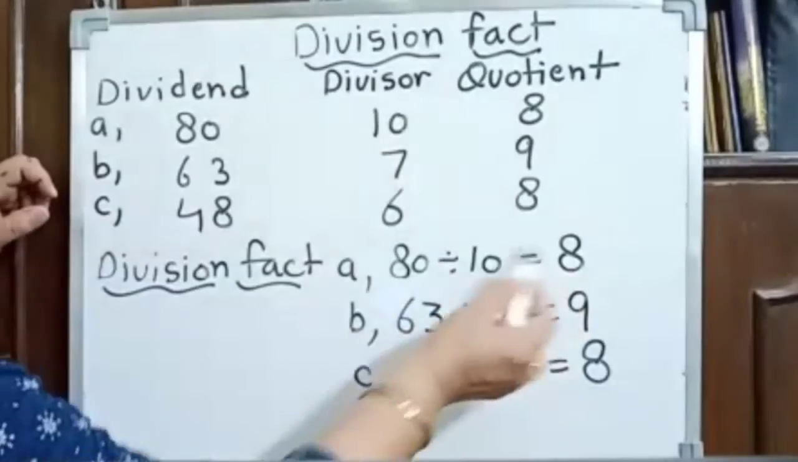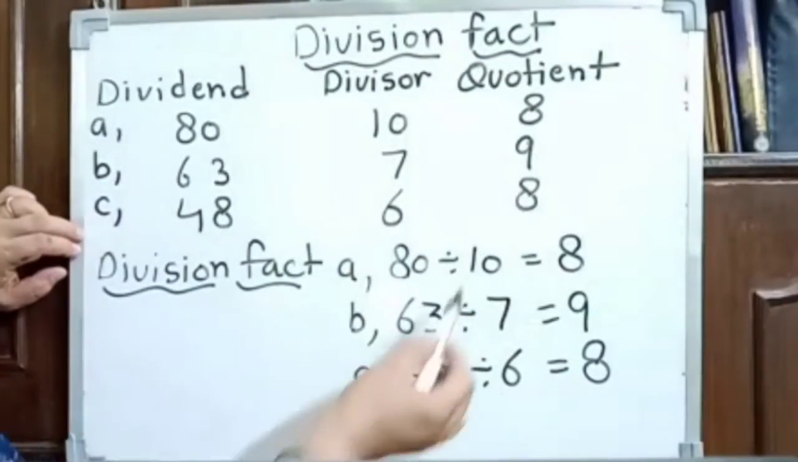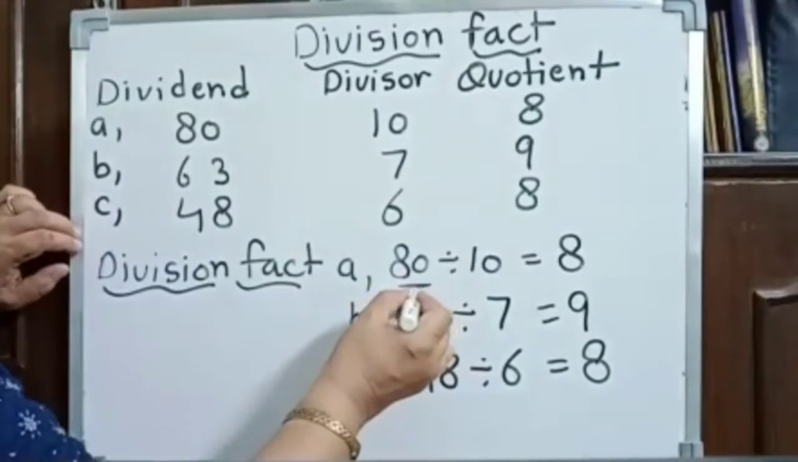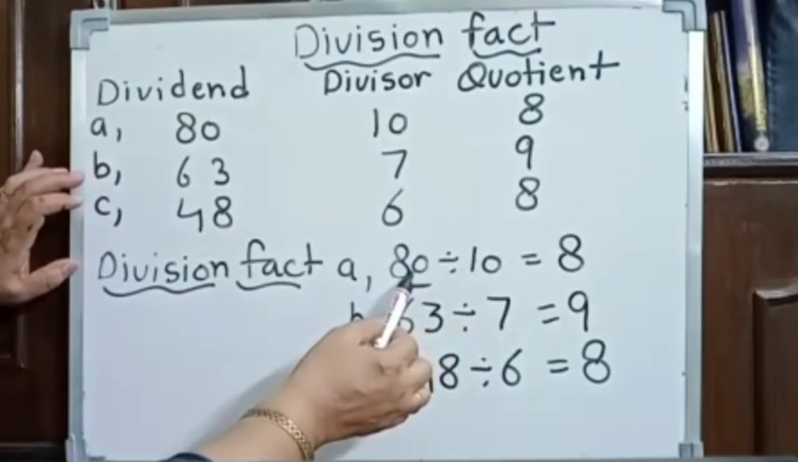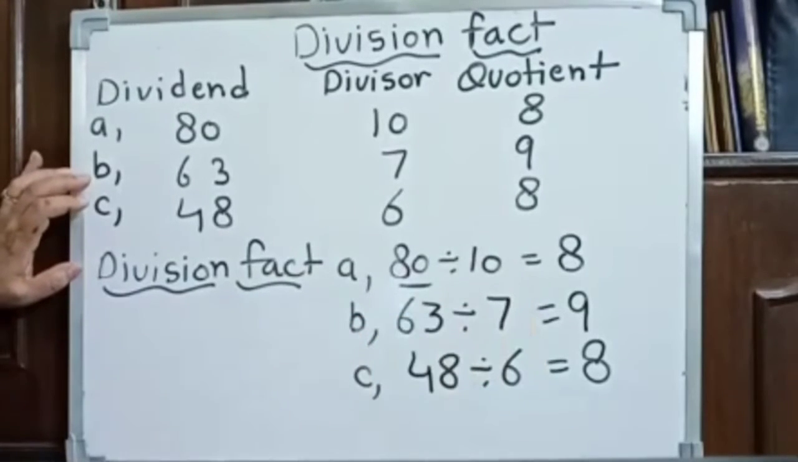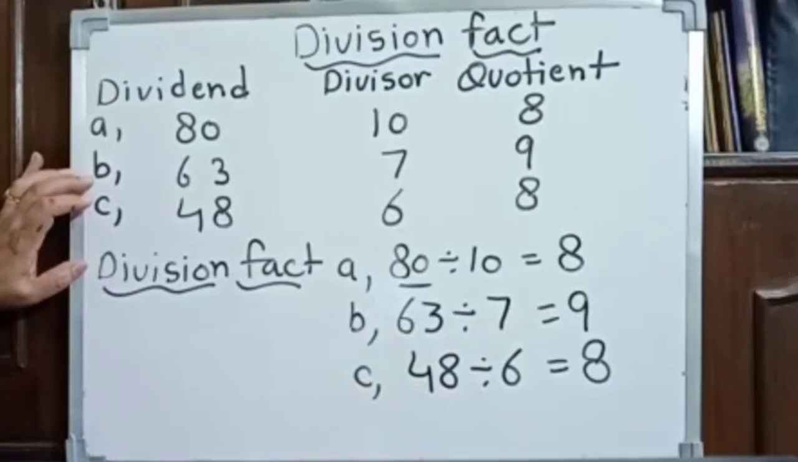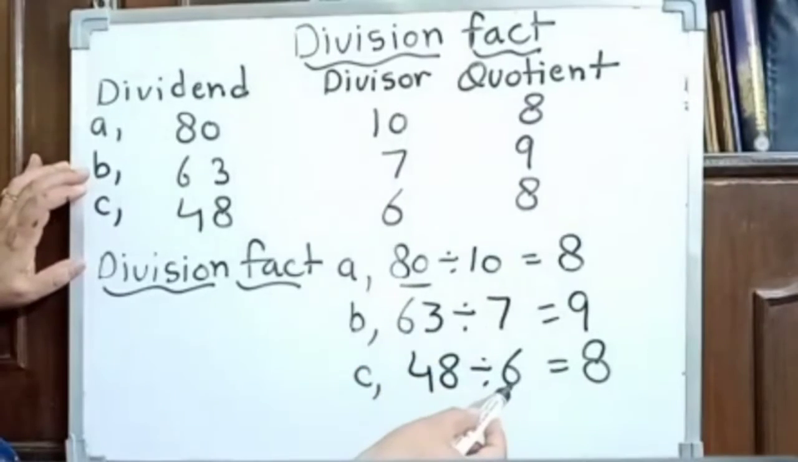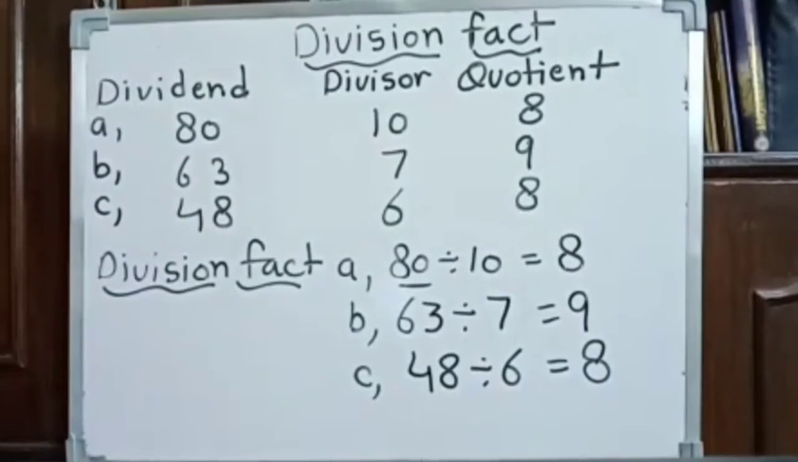So 10 eights are 80. 7 nines are 63. Count the table of 10 and stop on this number. 10 8s are 80. So here it is 8. Count the table of 7 and stop on this number. 7 9s are 63. Count the table of 6 and stop on this number. 6 8s are 48. Like that.